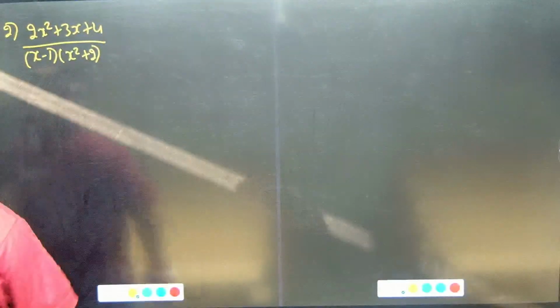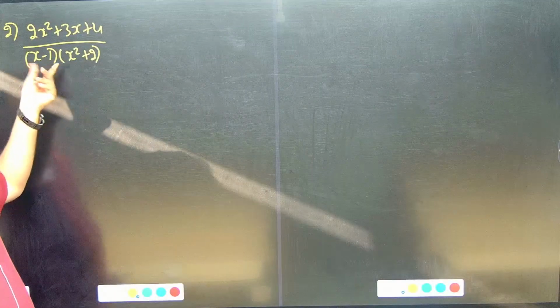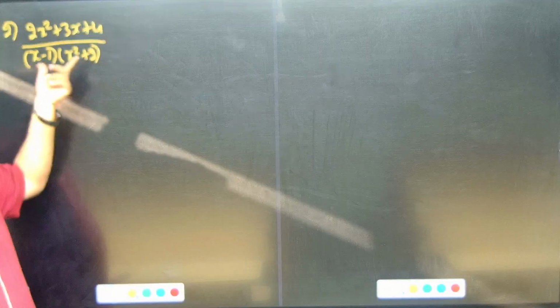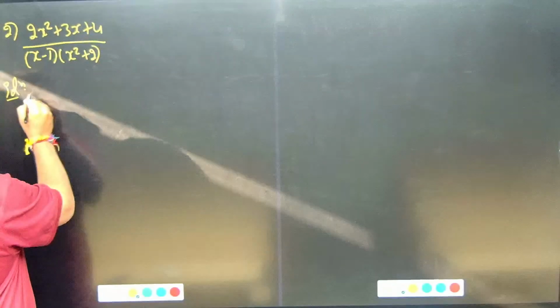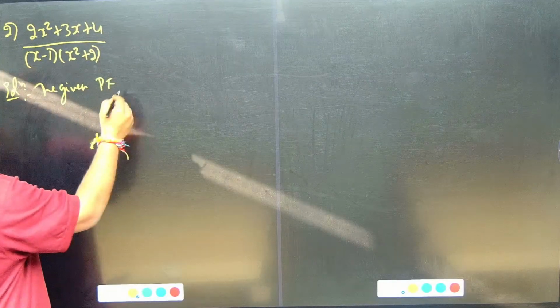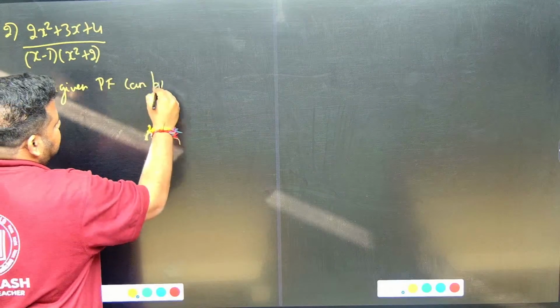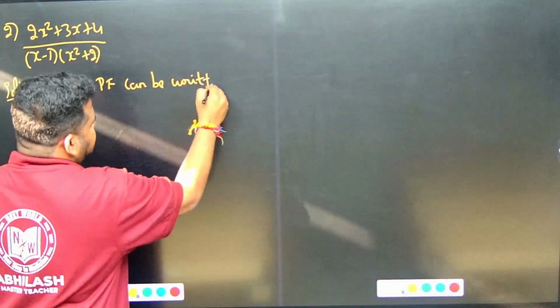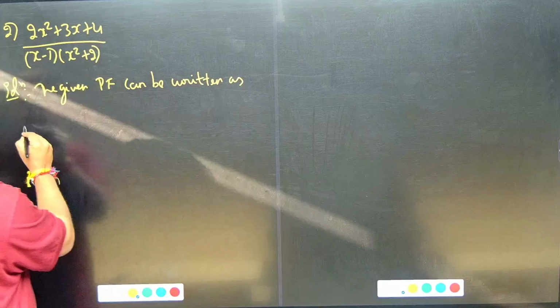Now, observe this carefully. See here, x minus 1 is definitely linear. And x square plus 2 is non-factorable. So, this we should write as bx plus c. Now, what will I do? Solution. The given partial fraction can be written as, observe carefully, first thing is what we are having?